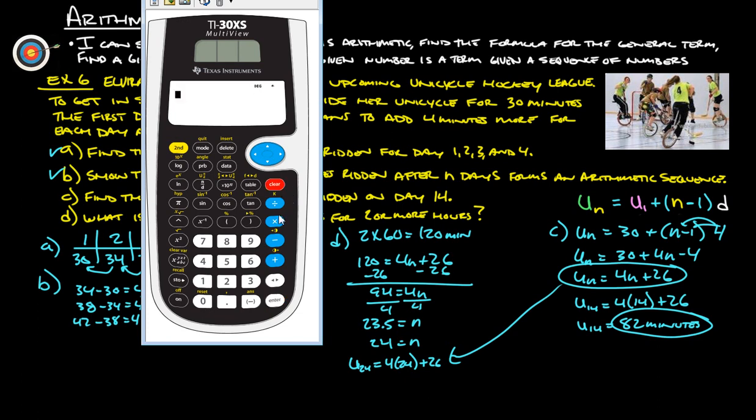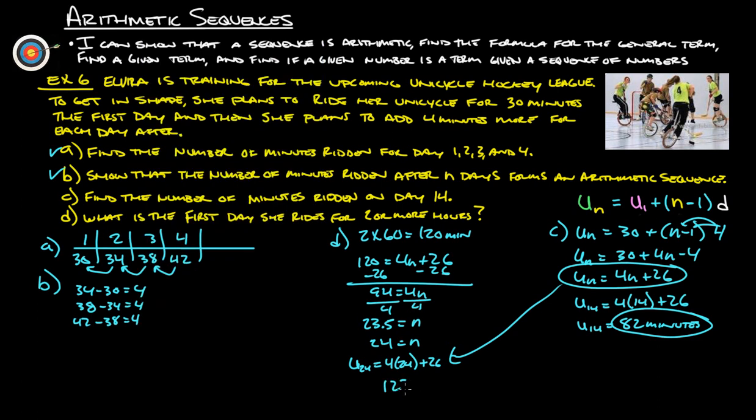So now we calculate that out. 4 times 24 plus 26 gives us 122 minutes. So, since it asked for the first day that she rides for 2 or more hours, that would be the 24th day. All right, that's all there is for arithmetic sequences. If you have any further questions on this at all, please feel free to ask in class. Thanks.